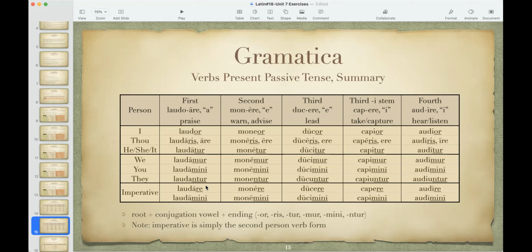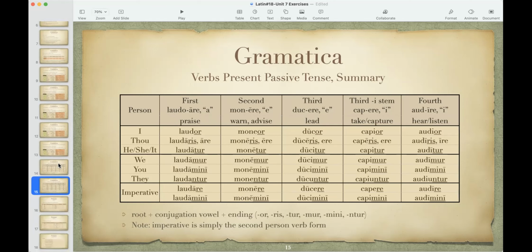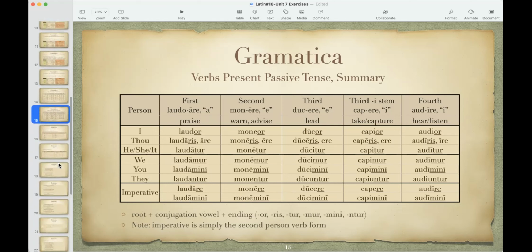Okay. Laudare would be praised. Laudamini would also be praised, but it would be plural form. So that is a nice table of all of the passive voice we've had so far. Are there any questions? Michael?